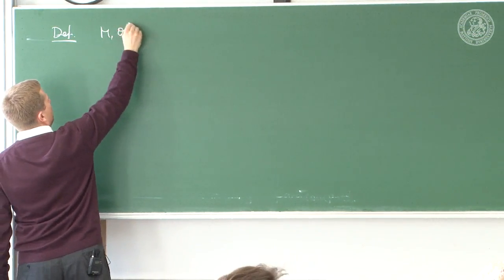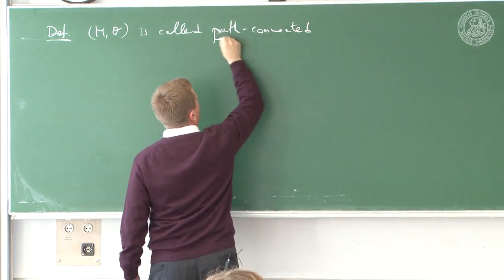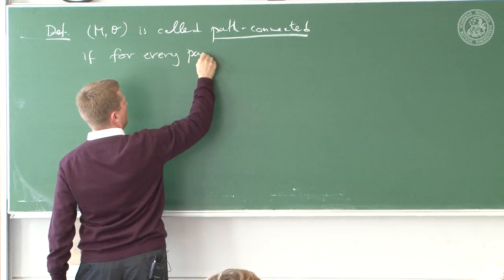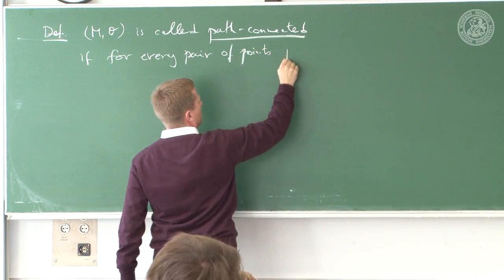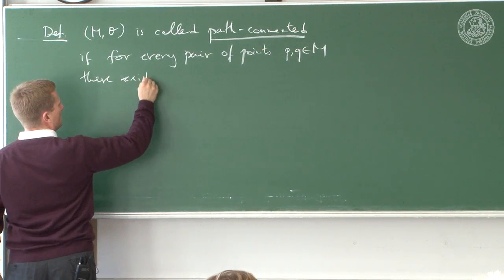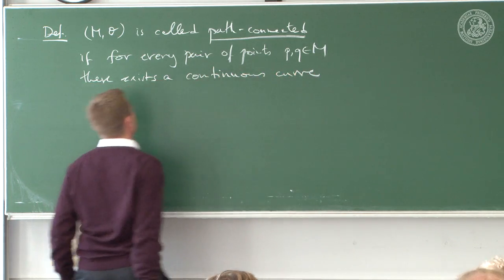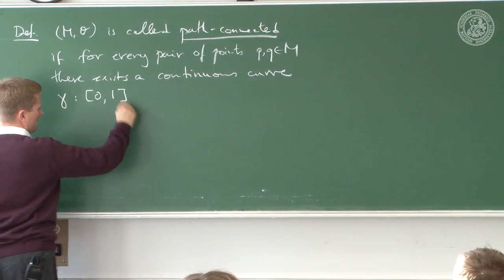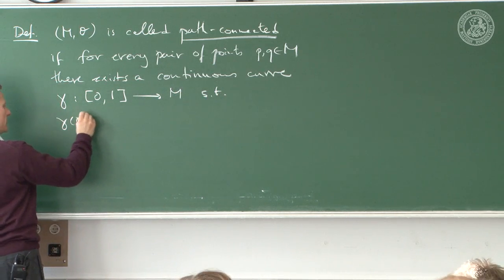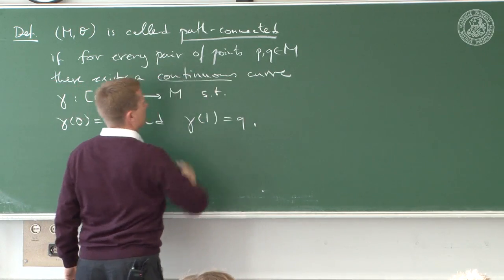Definition. A topological space (M, O) is called path connected if for every pair of points P and Q in the set, there exists a continuous curve gamma with the parameter range [0, 1] into M, such that the curve starts at the point P and the curve ends at the point Q. And the key point here is that the curve be continuous.